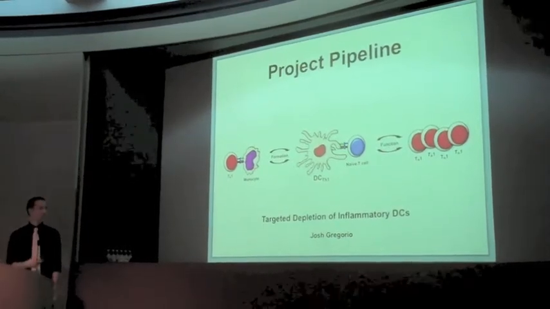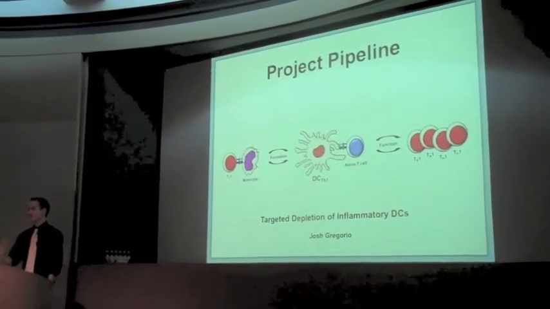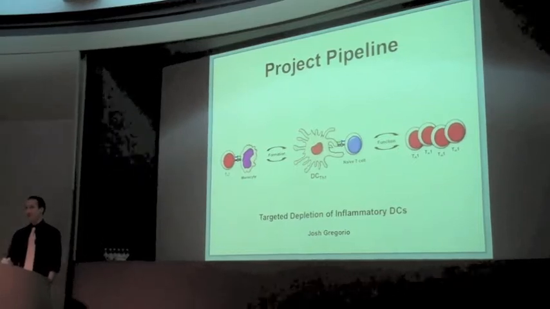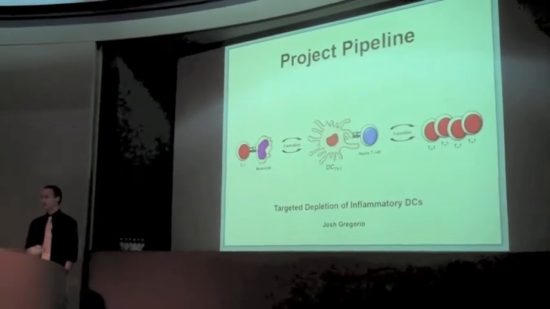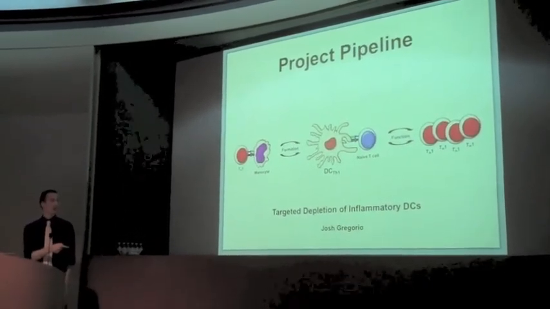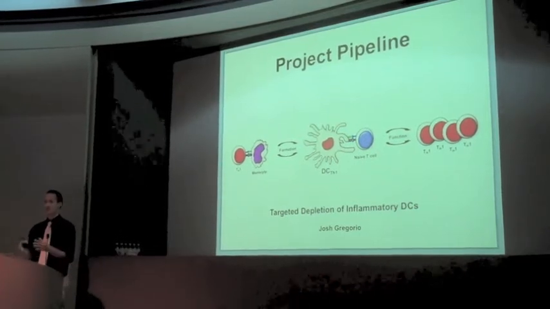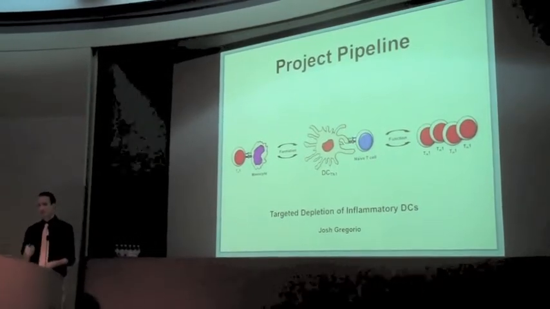Lastly, we are looking for the targeted depletion of these inflammatory dendritic cells. We're using antibody-based methods conjugated to a toxin to bind these cells and destroy them, such that you can prevent subsequent inflammation. This is being led by Josh.